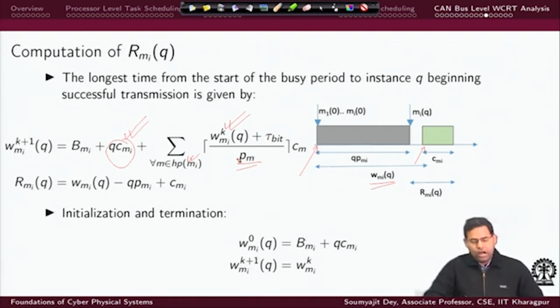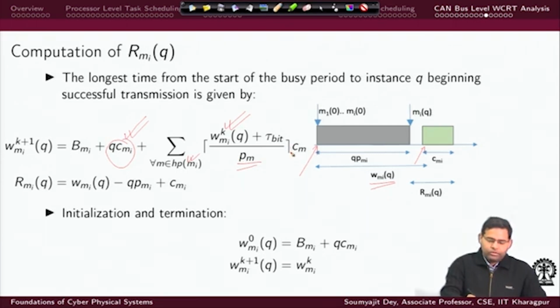So that would give you how many instances of this higher priority message are interfering with this, and those instances definitely will be transmitted earlier. So you have to multiply this with the transmission time of each of those message instances, and then you similarly sum it up for all such other high priority messages. So that's how you do it, and this gives you the time from the start of the busy period up to when this qth instance of mi starts its transmission. So you can compute it like this.